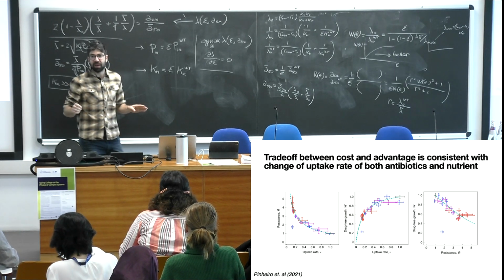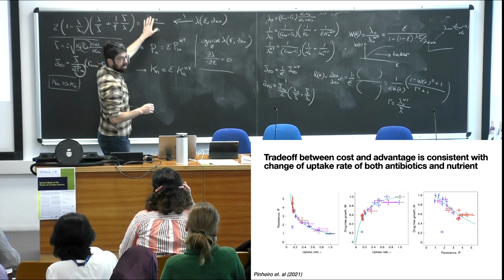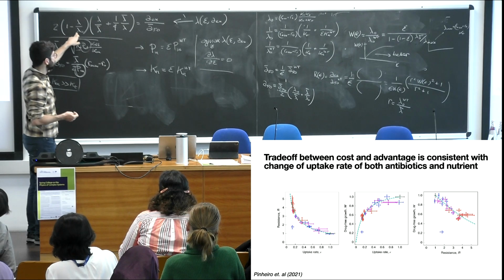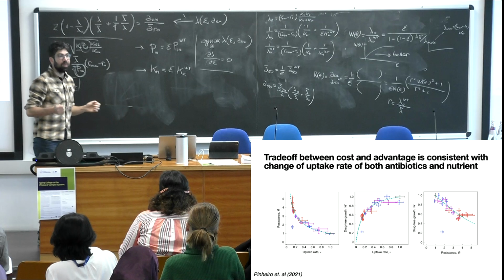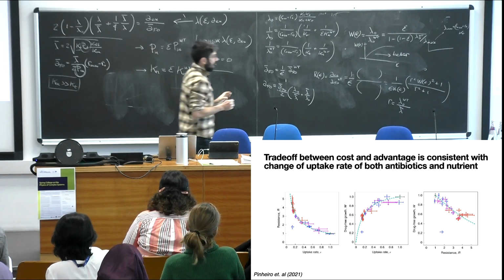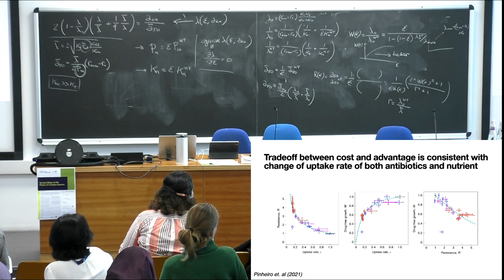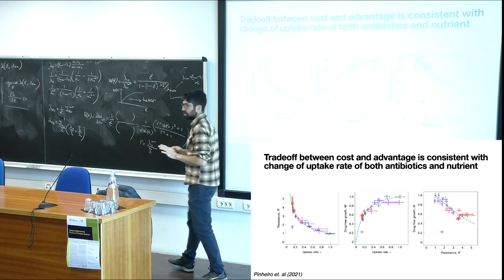Imagine that I don't give any antibiotics. What is the optimal epsilon? 1. If there is no antibiotics, I don't care, this is equal to 0, lambda is equal to lambda naught. What maximizes lambda naught? Epsilon equal to 1. If now I increase antibiotics, well, I want to pay perhaps some cost, decrease a bit the uptake rate, right? Because that will give me some resistance. Okay? And I can ask, what is the optimal choice?